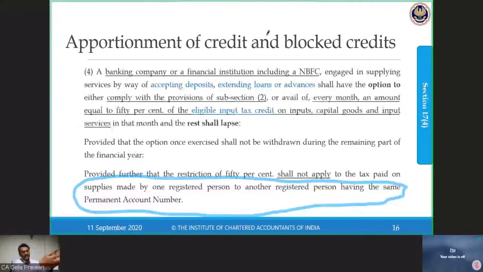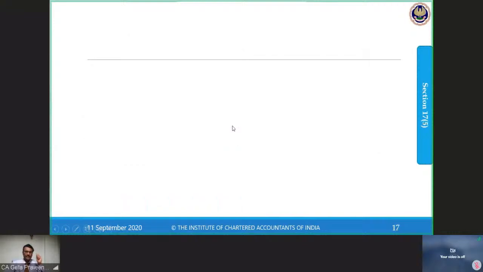One unit raises a tax invoice, another unit is going to receive the input tax credit. So the exception to my section 17 subsection 4 is inter-unit transactions alone, where I can take 100%. If it is a direct purchase from a third party, 50%. If it is used other than business, 0. This is a simple equation which is given under section 17 subsection 4.